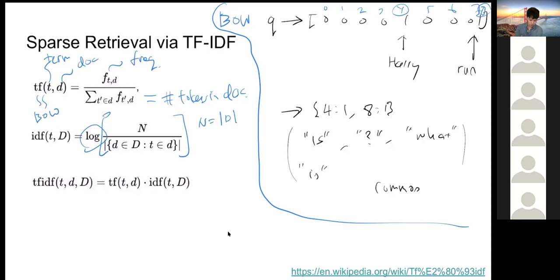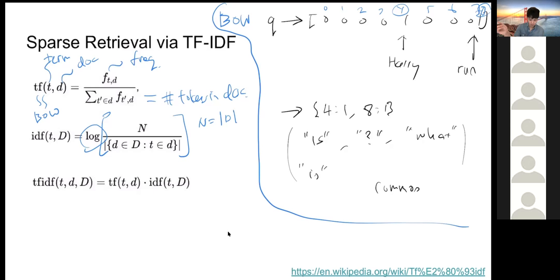And here log is usually a natural log. So it's not log base 10, but suppose it's log of 10. It doesn't really matter; it's really how you define it. It's a natural log because it's easier to compute from the computational perspective. But it doesn't matter in the end because the only difference is a constant to be multiplied if you make this log of 10 instead of the natural log.